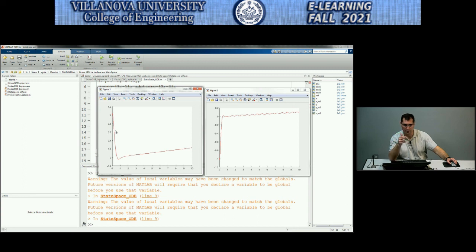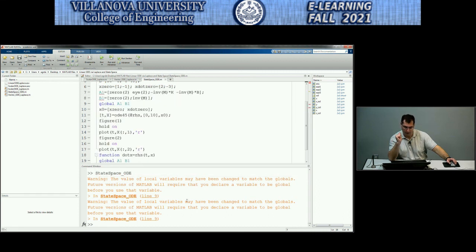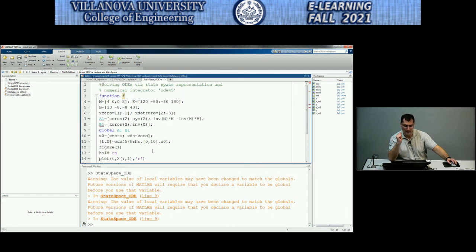Remember, in the beginning when we started the conversation, that vector x, if it's a mechanical system, stands for the positions of the components of the system. So this is the first position versus time, and this is the second position versus time. This is how you integrate systems of differential equations via state space representation. And I complete this module.